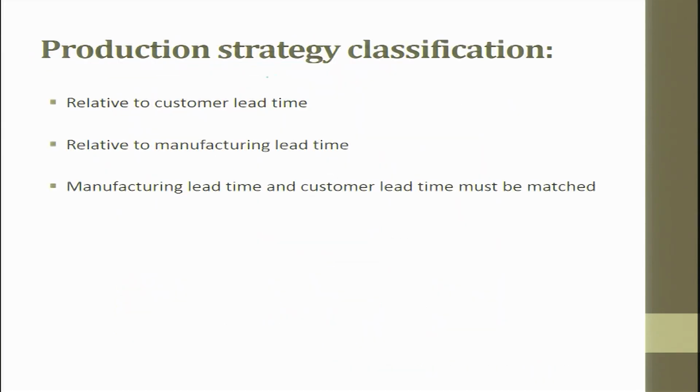When you look at the production strategy classification, it is relative to customer lead time, that is, low customer lead time, relative to manufacturing lead time, and manufacturing lead time and customer lead time must be matched. The strategy classification can be relative to customer lead time, understanding the customer and converting it. Once the customer voice is understood and you have placed an order, then comes the manufacturing lead time. Manufacturing lead time and customer lead time must match. That means if you promise that you will deliver within 30 minutes, you should be able to deliver the product in 30 minutes.